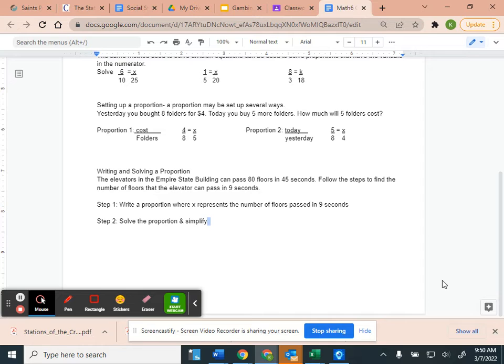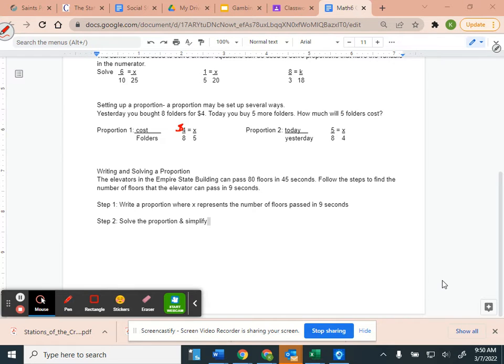All right. So yesterday you bought 8 folders for $4, and today you buy 5 more folders. How much will 5 folders cost? So we can set up our proportion and say it's the cost over the folders. So that would be $4 over our 8 folders. And we need to know 5 more folders, how much that would be.